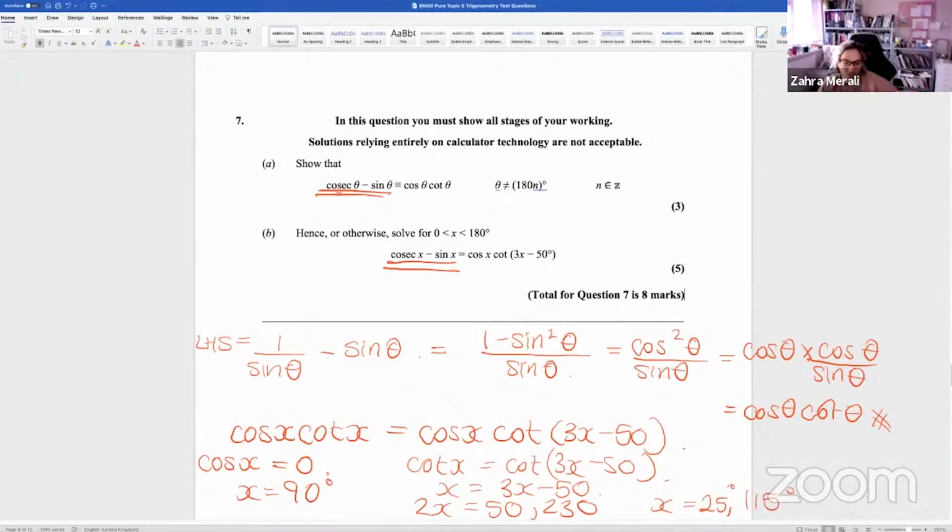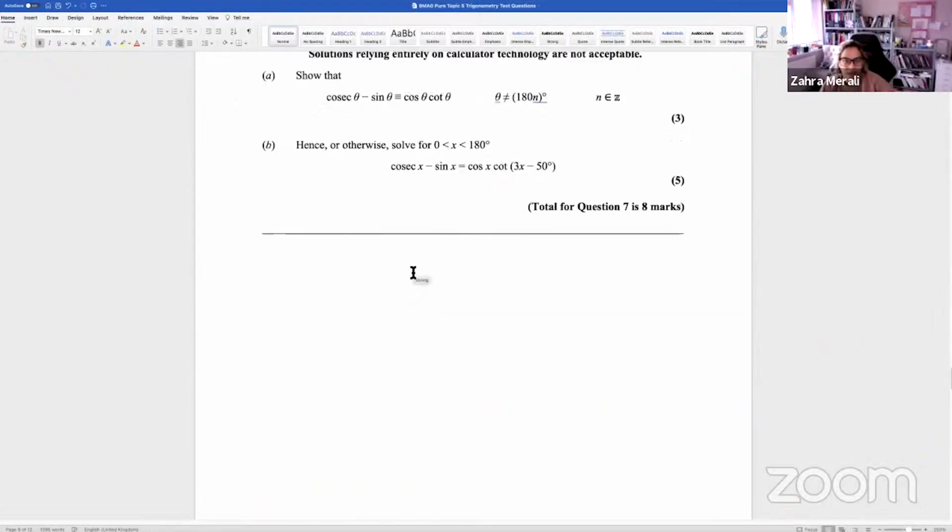Okay, so the classic mistake here was to forget the cos x equals 0, and then also to forget the 115. But hopefully you recognize the connection between A and B. Okay, question 8.